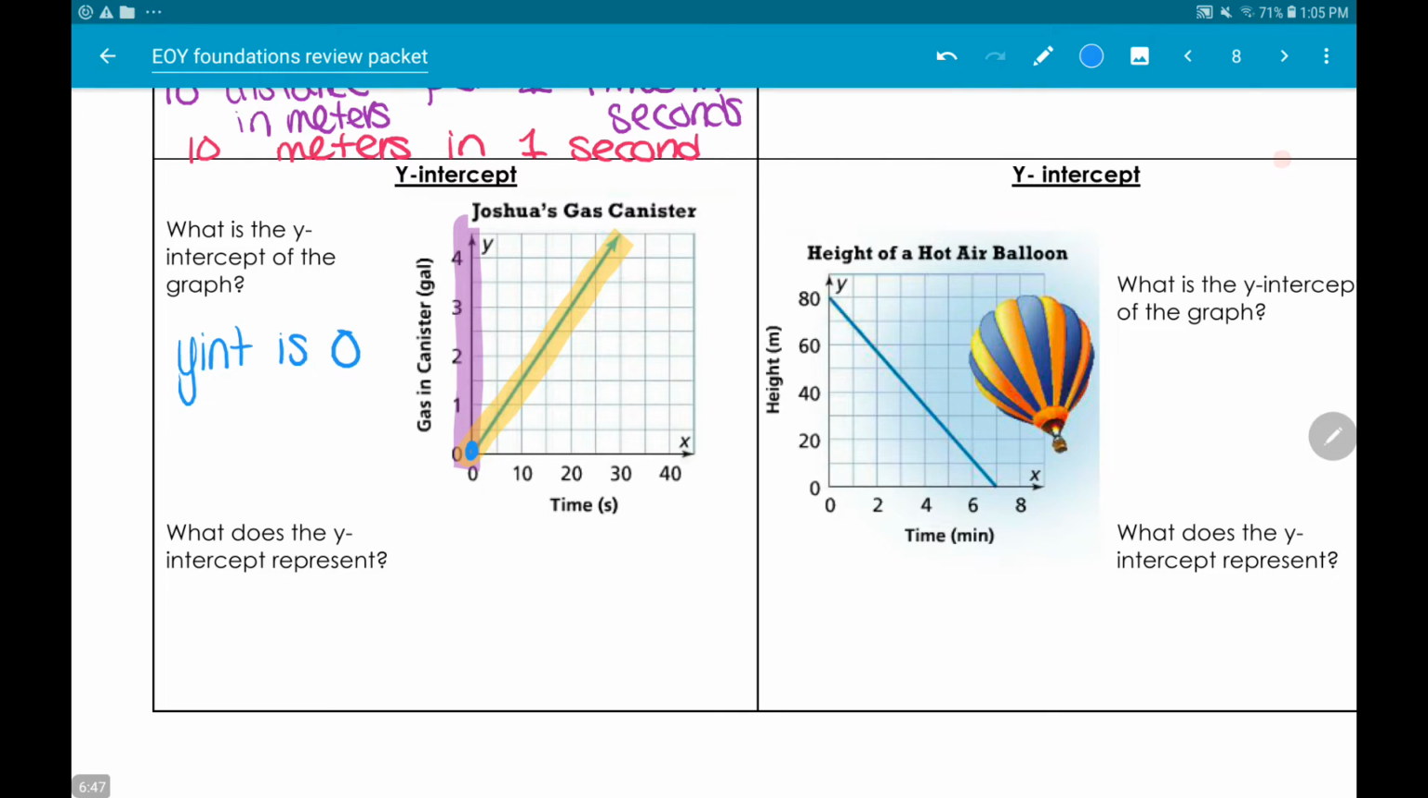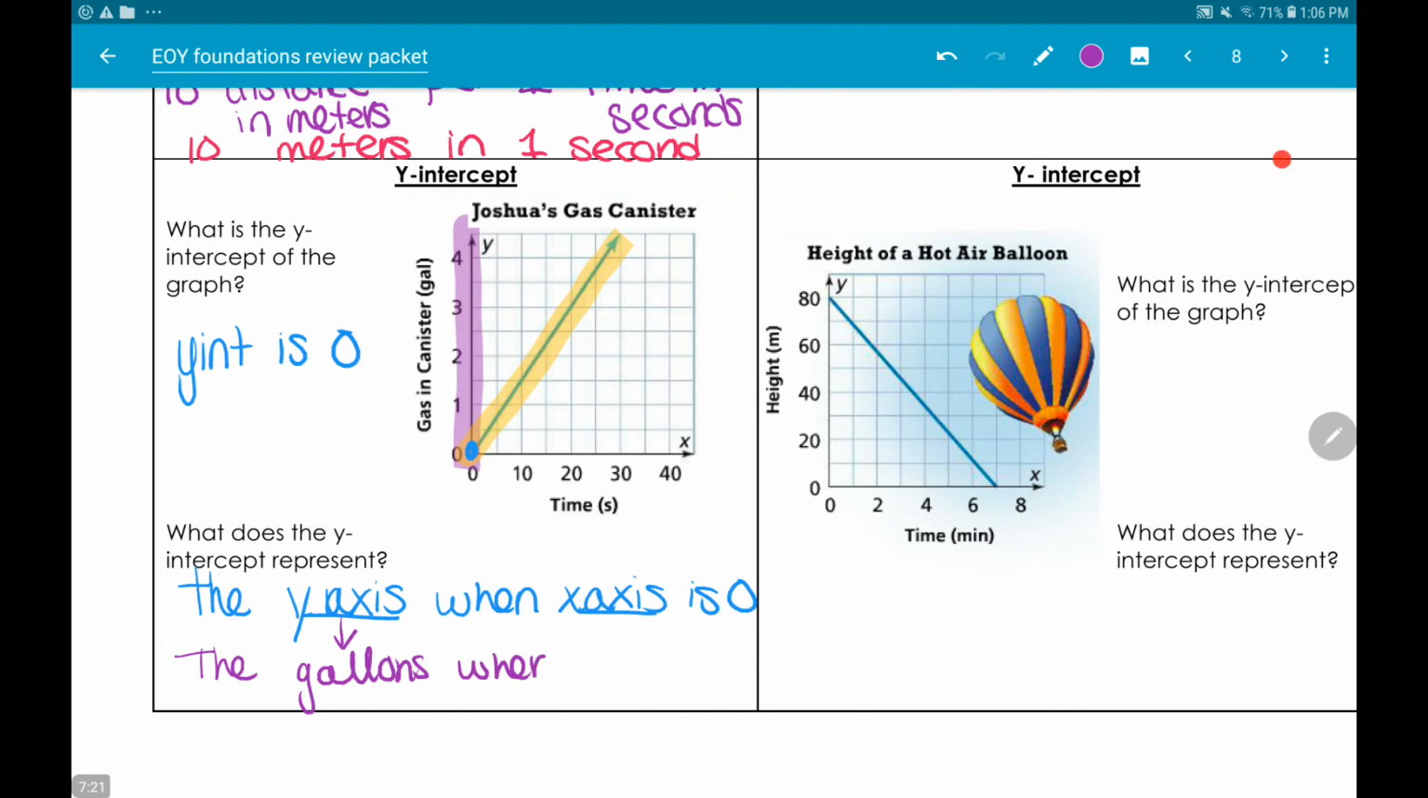Okay? Now what does the y-intercept represent? It represents, and this always works, the y-axis when x-axis is 0. So think of this as a template. So for this situation, the y-intercept represents the y-axis, gallons, when x-axis, time, is 0.